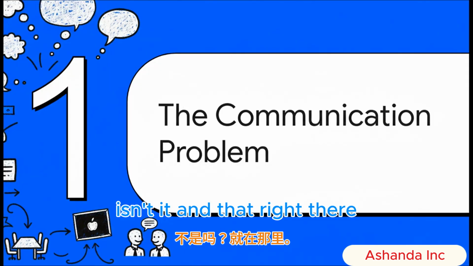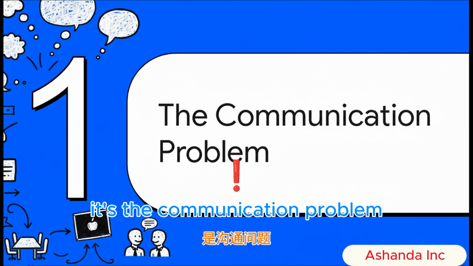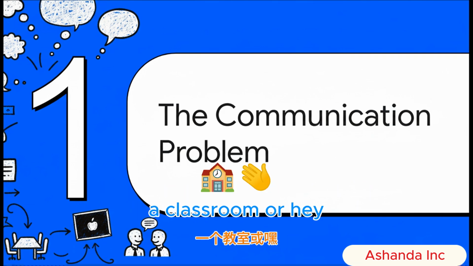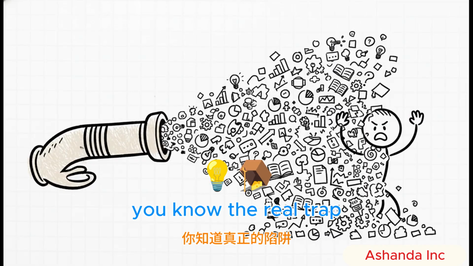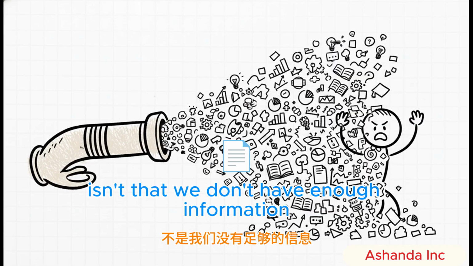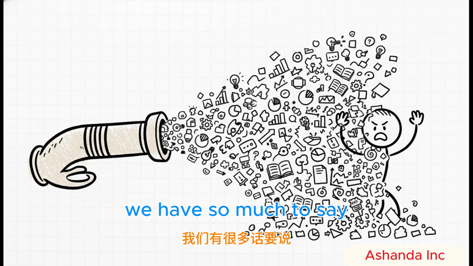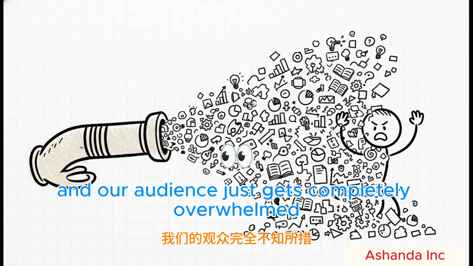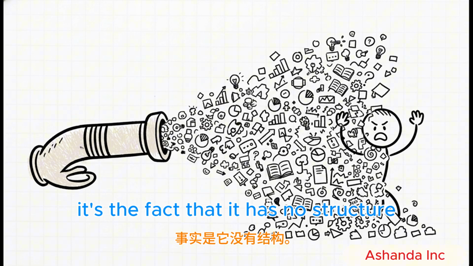And that right there, that's the heart of what we're talking about today. It's the communication problem, and it's something we all run into. Doesn't matter if you're in a big boardroom, a classroom, or hey, even just trying to explain something to a friend. The real trap isn't that we don't have enough information. Usually, it's the exact opposite, right? We have so much to say that we just turn on this fire hose of facts and our audience just gets completely overwhelmed. So the problem isn't your content, it's the fact that it has no structure.